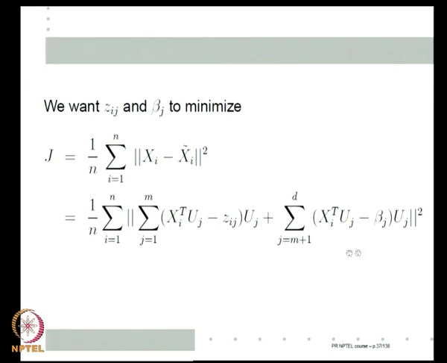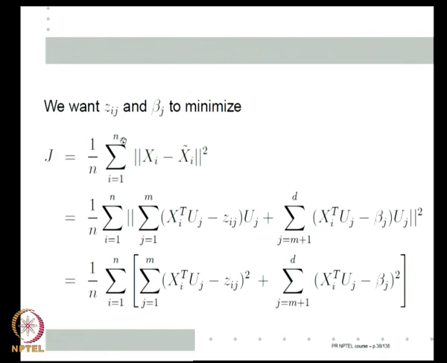Now, because u's are an orthonormal basis, if I have a linear combination of u's and I want the norm, the norm square is simply equal to the sum of squares of the individual coefficients. So, this is 1 by n summation i is equal to 1 to n, that comes from this, and here I have to square all the coefficients. So, j is equal to 1 to m, xi transpose uj minus zij whole square, plus j is equal to m plus 1 to d, xi transpose uj minus beta j whole square. So, this is the mean square error. Right. So, I want to minimize this to find zij and beta j for given u's.